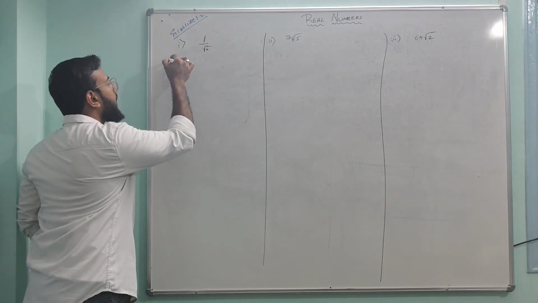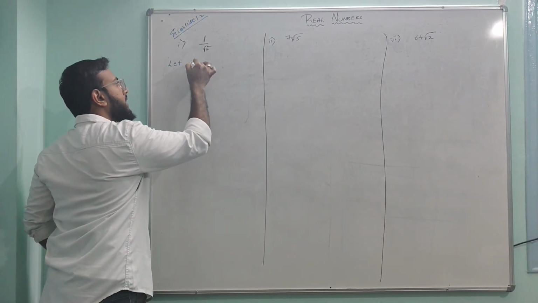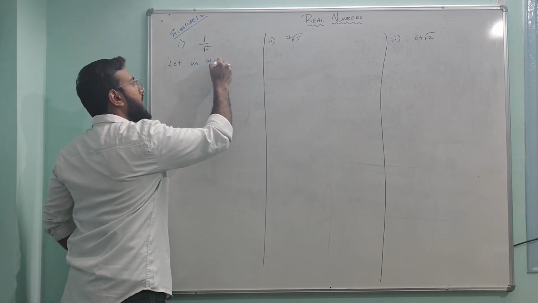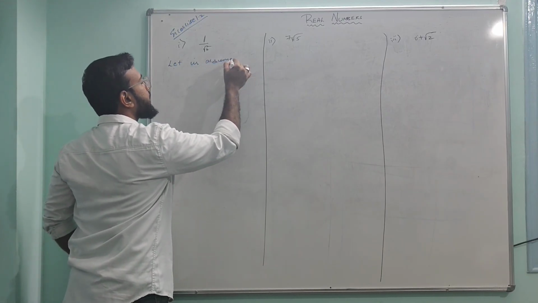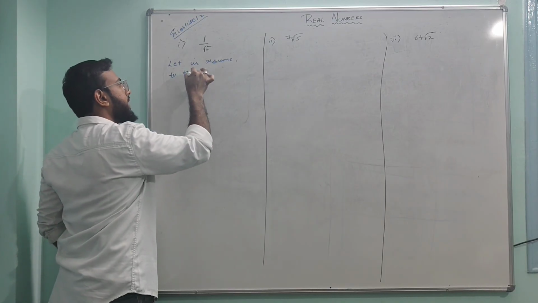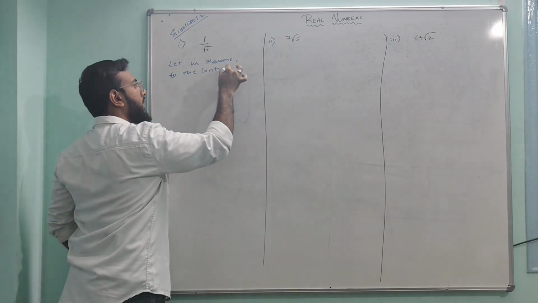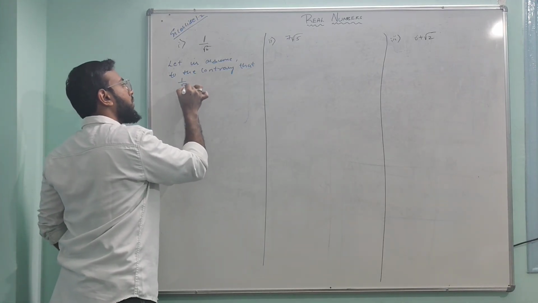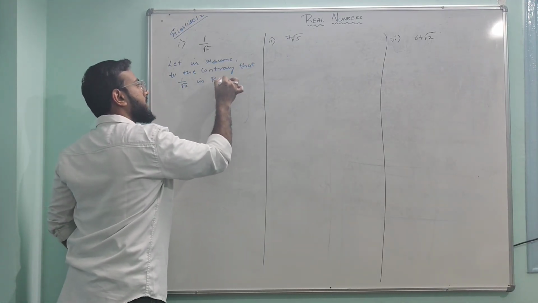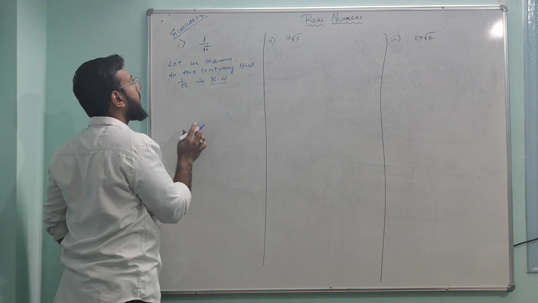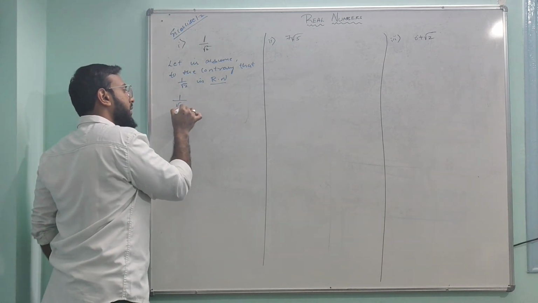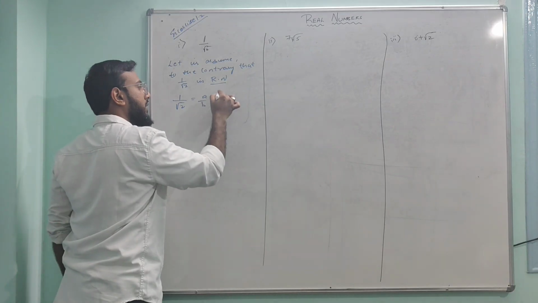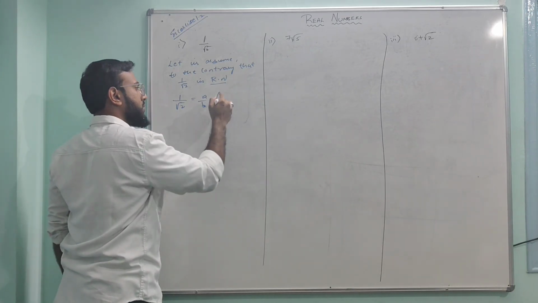Okay. Prove that the given numbers are irrational. What we will be writing is the same story. Let us assume to the contrary that 1 by root 2 is a rational number. So 1 by root 2 is equal to a by b. I will write p by q, anything is okay.